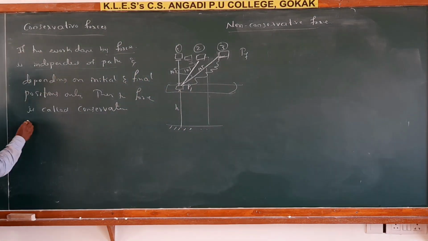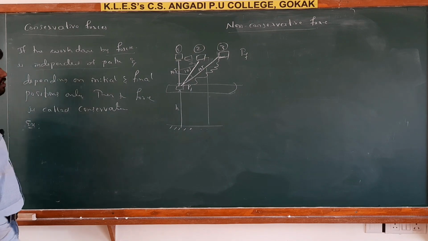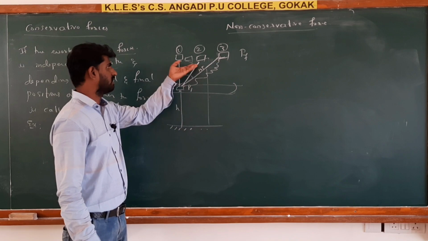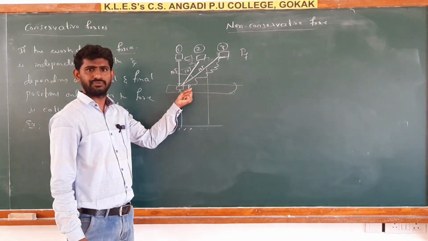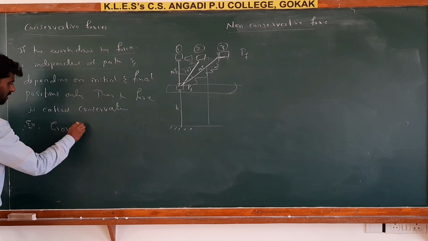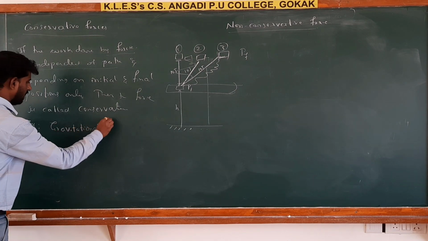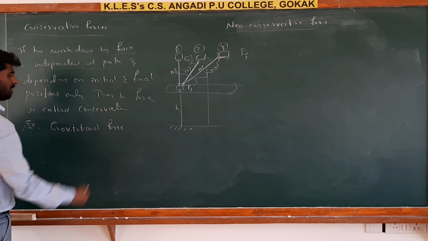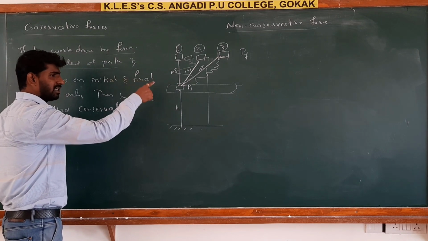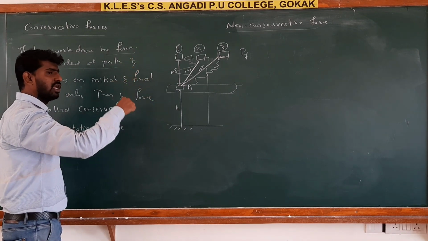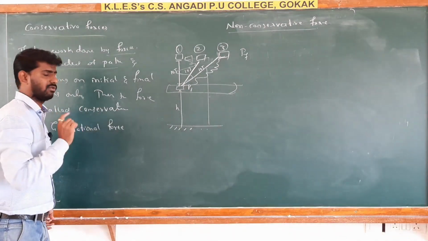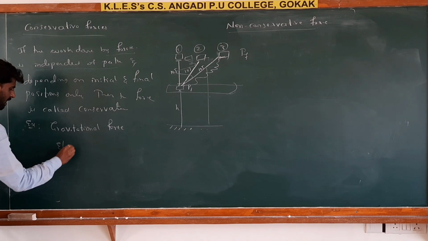Now, an example of conservative forces. By which force is the work being done here? That force is the gravitational force. So gravitational force is an example of a conservative force, because the work done due to this force depends only on the final and initial position, not on the path followed. Also, the electromagnetic force.